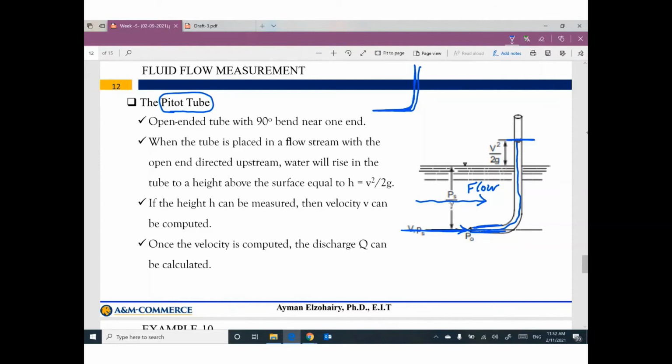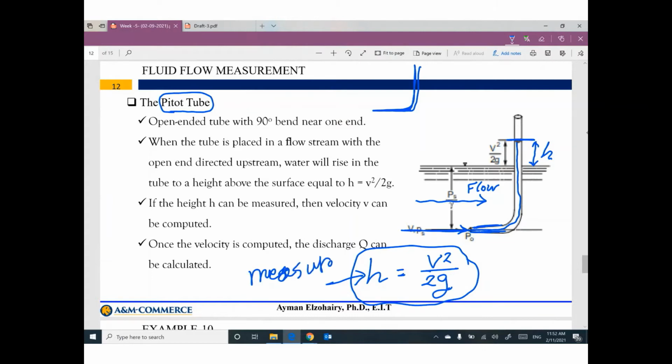If you can measure the height of the water inside the tube above the water level of the canal, which is H, this height of water equals V squared divided by 2g. So the H is measured, g is the acceleration of gravity, and I can figure out the velocity.